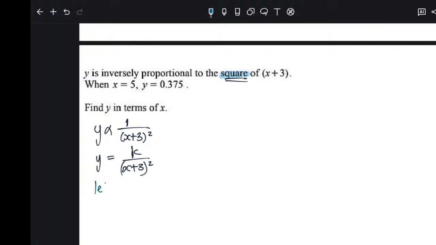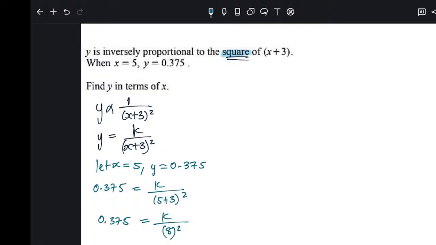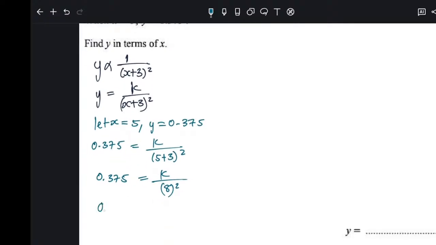Now, once you have k, you say let x be equal to 5 and y be equal to 0.375. Now you can deduce it. Where there is y, you put 0.375 is equal to k over. Where there is x, you put 5. So it will be 5 plus 3 squared. What do you get here? 0.375 is equal to k over. What is 5 plus 3? That's 8 squared.